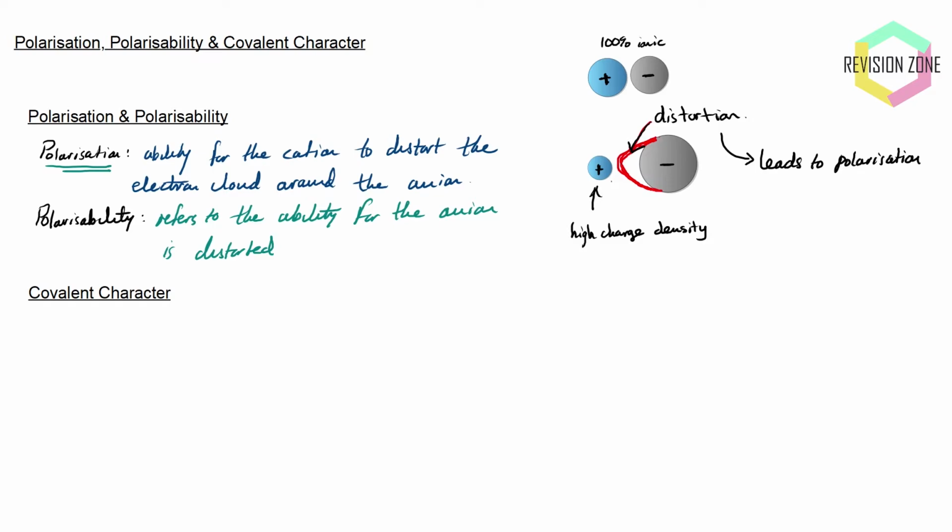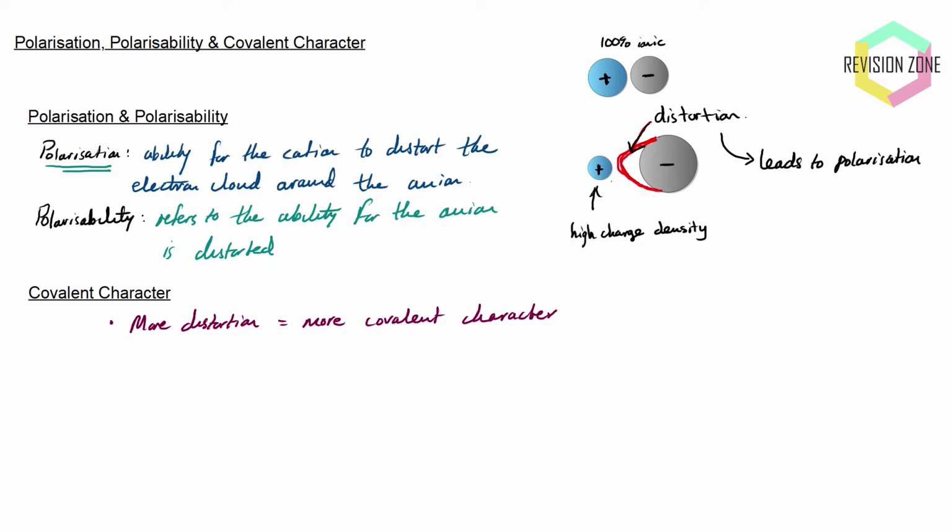Now that leads into covalent character. What I mean by that is, if there is more distortion, there is more covalent character. So if we make the first point, more distortion equals more covalent character. Now what do we mean by covalent character?